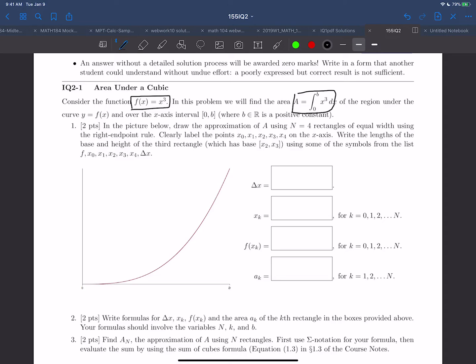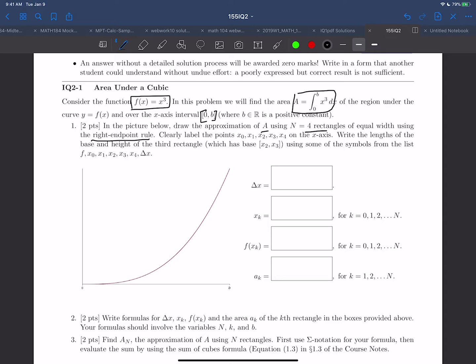Essentially, what they want you to do is, in the picture below, draw the approximate area A using 4 rectangles of equal width with the right endpoint rule. Very important: they've specified what n needs to be, they've specified that it's the right endpoint, and they've specified the interval is going to be 0 to B. They've given you the first number, that's A, that's 0, but they haven't specified what the next one is going to be, so we'll assume it's some number. We're just going to treat it like that for now.